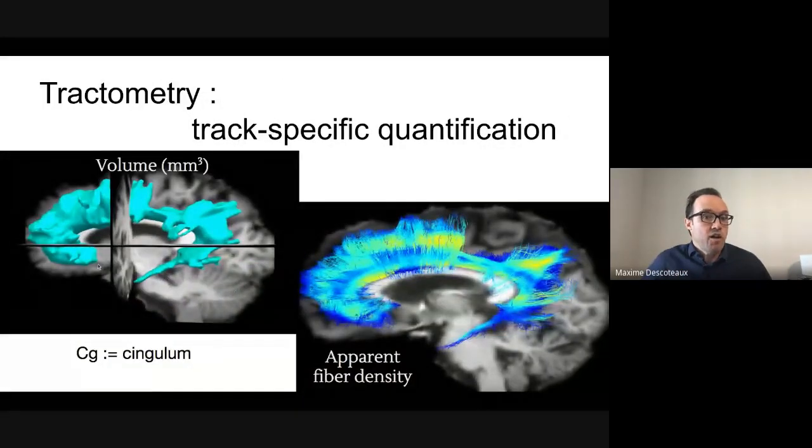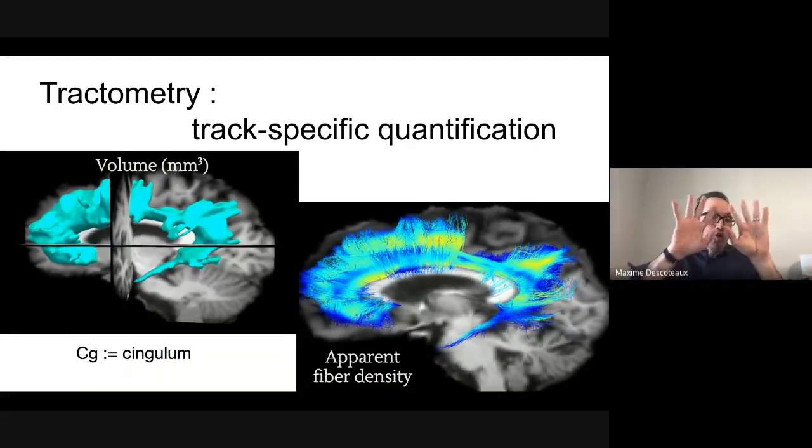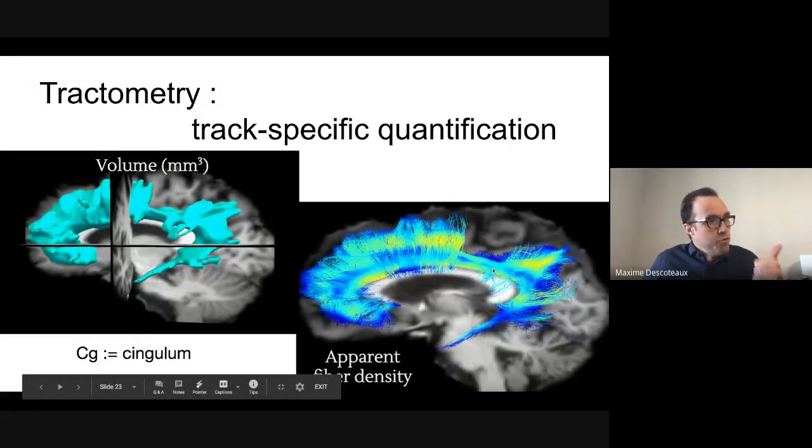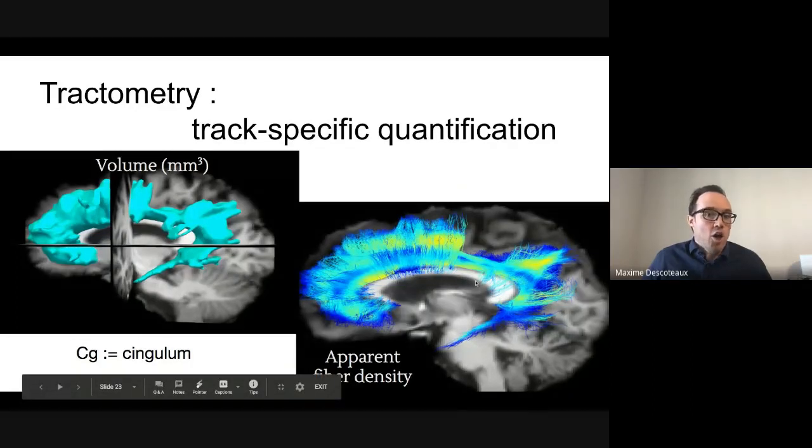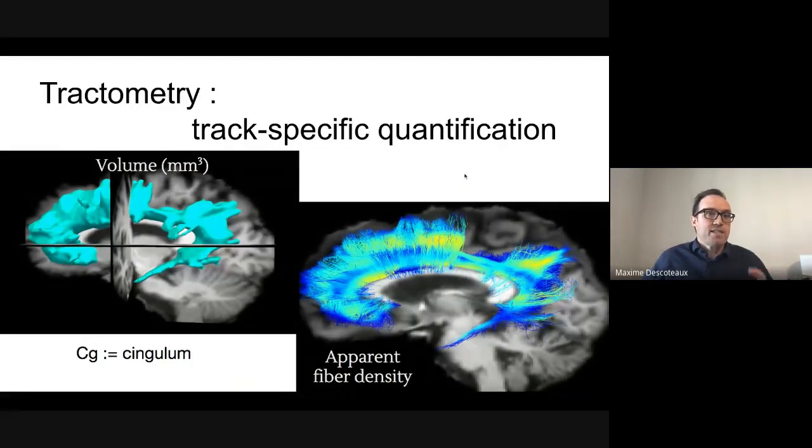We can quantify volume or spatial extent covered by the track. Is this track losing volume or atrophying? Is it losing cortical terminations? And we can also quantify free water, here in this case apparent fiber density, or some of our other demyelination or diffusion tensor measures inside and along the track. And this is tractography being track specific to quantify anything in them.